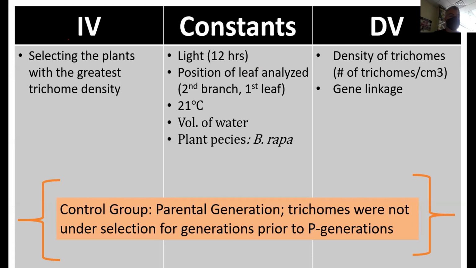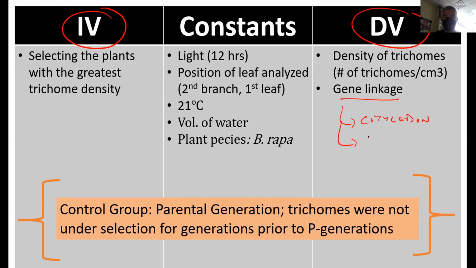All right, so I need to go back to where we started, right? So we want to think about what is our independent variable. Our dependent variables are already given to you. I can see those are going to be density of trichomes and then gene linkage. We were trying to see if cotyledons were linked. So we had those measurements, and then we also had the measurements of stomates. The units for that, I think, was the number per square centimeter, and this was going to be width in millimeters.